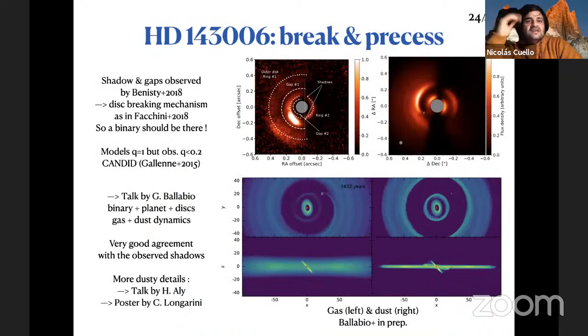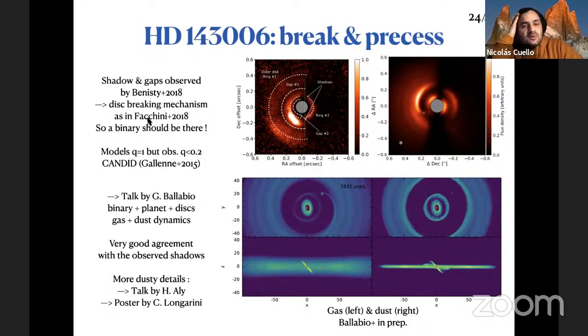Now there is another system, HD 143006, where you have disk breaking and precession in action. So this was first observed by Miriam Benisti and collaborators in 2018. They discovered a lot of very intriguing structure in this disk, and in particular this shadow here that was very hard to explain. But they used the model by Stefano Facchini and collaborators, where you basically break the disk and you cast this shadow with a disk which is not completely orthogonal, it's just mildly misaligned.